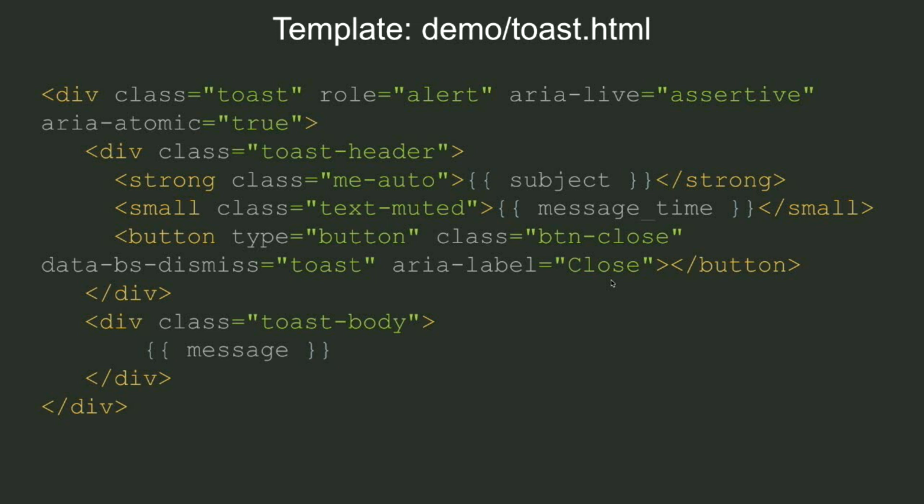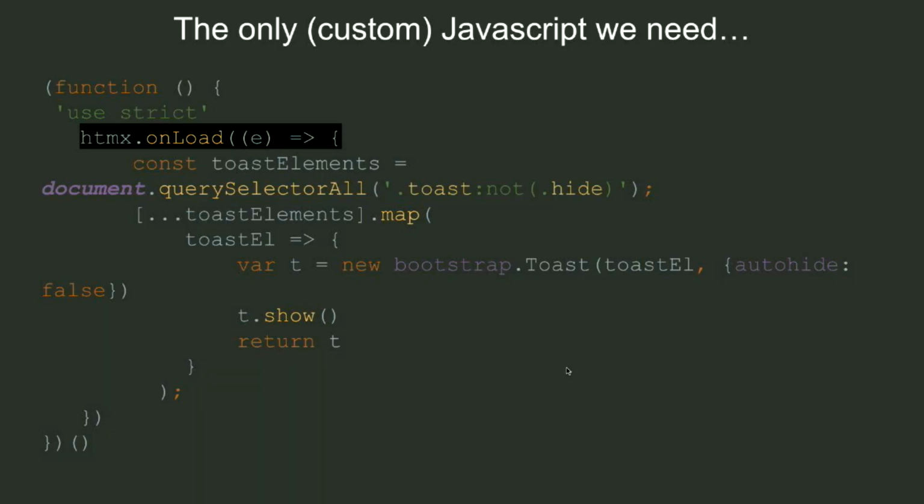This is just a sample of that template. The template is basically some Bootstrap HTML and CSS that is going to render a subject, a time, and a message in the body. And that's basically all it is. Oh, and sorry, there's still one tiny piece of custom JavaScript that I need, which is essentially the same thing that you would normally have with a Bootstrap toast.